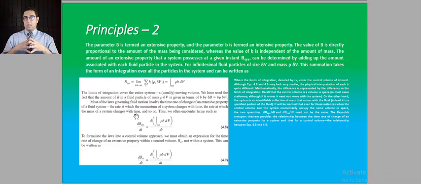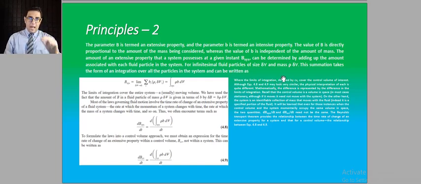So the term B is regarded as an extensive property in every fluid. If we have it per unit of mass, it is described as an intensive property. As you can see, capital B is dependent on the mass. However, the small one is independent, which means capital B is the sum of the amounts associated with each fluid particle.